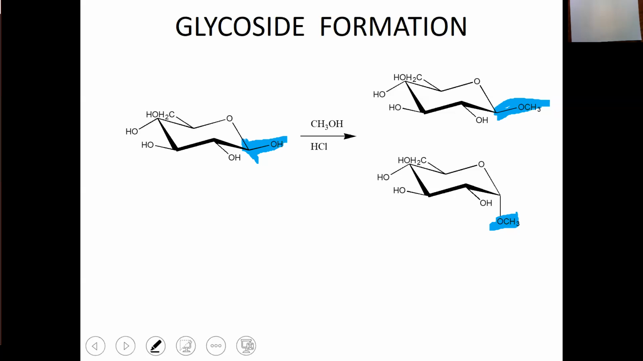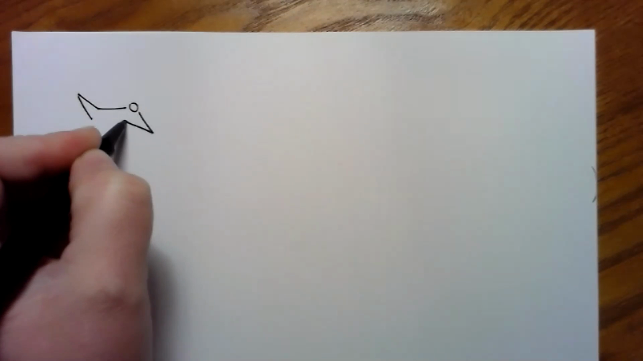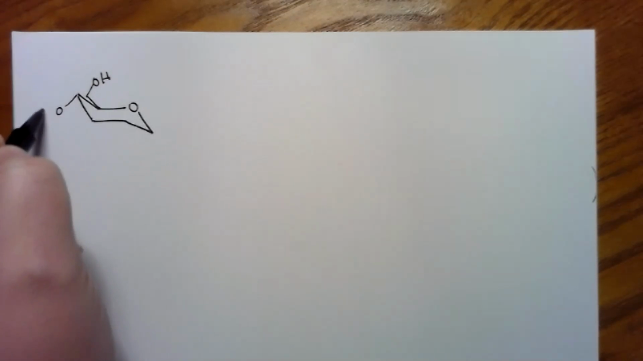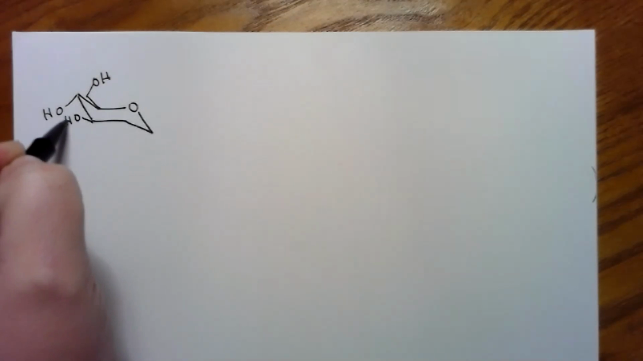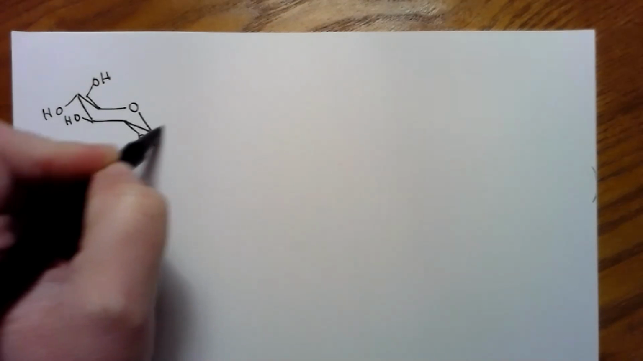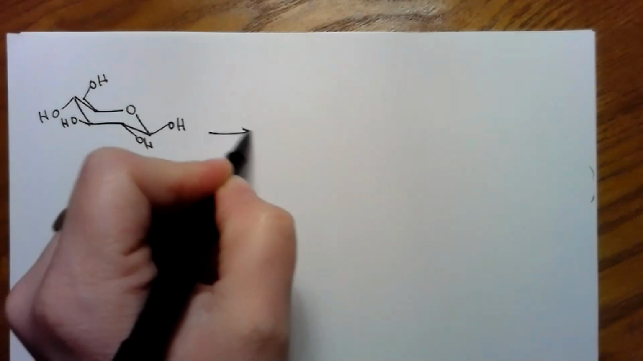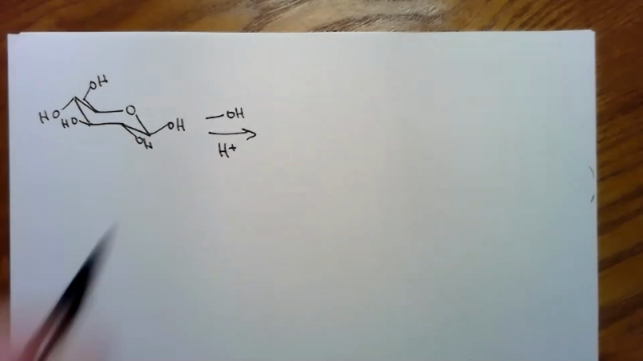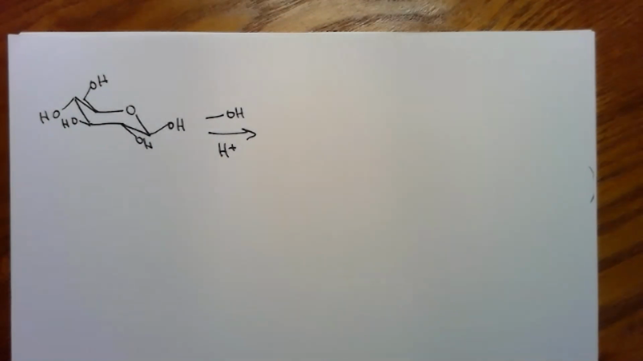Let's draw the mechanism of how that happened. It looks fancy because we're drawing it in a chair structure. It looks fancy because it's a large molecule, a big molecule. But there's really nothing special or fancy about how this reaction works. It's a hemi becoming an acetal.